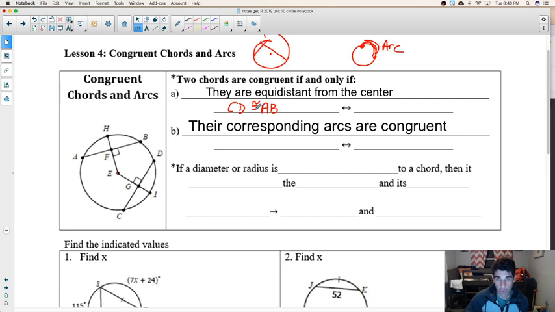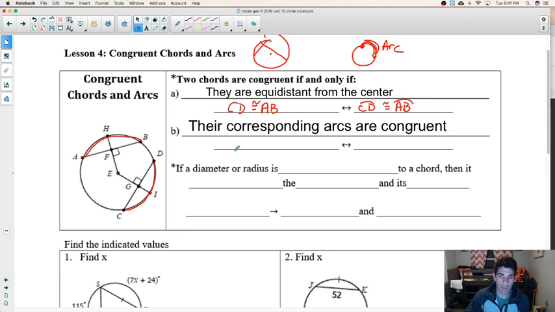Now, if that's true, then the arc that was created from making chord AB, so arc AB and arc CD, would also be congruent. So arc CD would be congruent to arc AB. That's one way of looking at it. Another way is that their corresponding arcs are congruent. That's what the whole if and only if statement is about. If you can go one way, then you can go the other way.